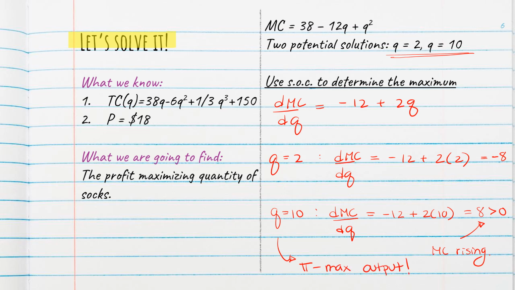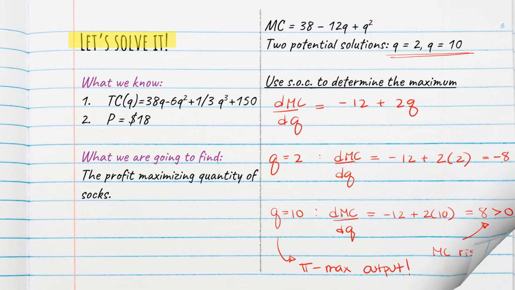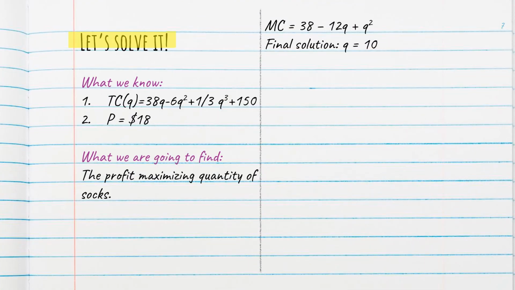So notice this question is quite challenging, basically as challenging as it gets, because we identify two potential solutions when we set marginal cost equal to price, and then we have to use that second order condition that marginal cost is rising to confirm which one actually is our maximum output. So we've determined that our final solution, the profit maximizing quantity, is 10 units.